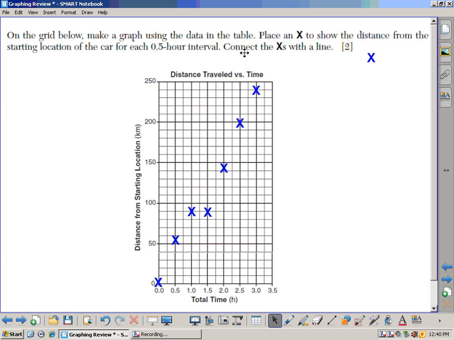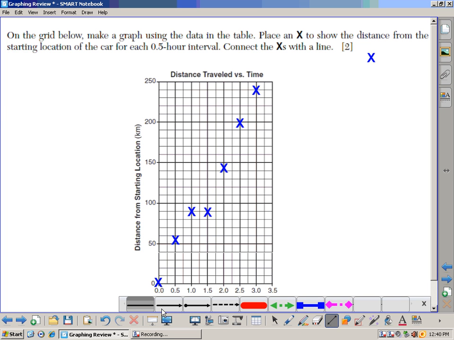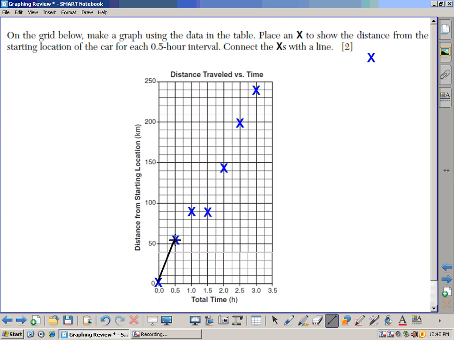And then don't forget it says connect the X's with a line. So at this point, I'm going to have to draw a line. I'm going to go from my first X to my second, from my second to my third, third to fourth, fourth to fifth, fifth to sixth, and all the way up to my seventh X. So there's my graph.